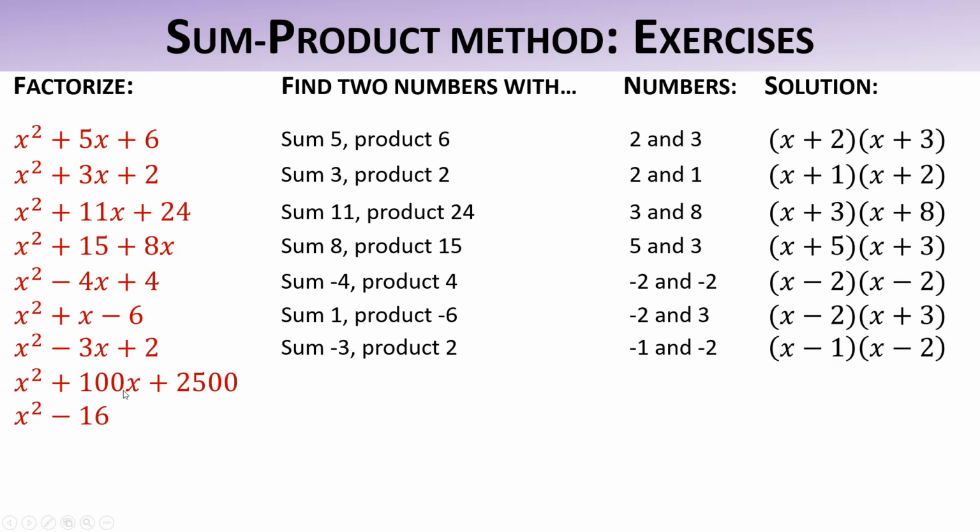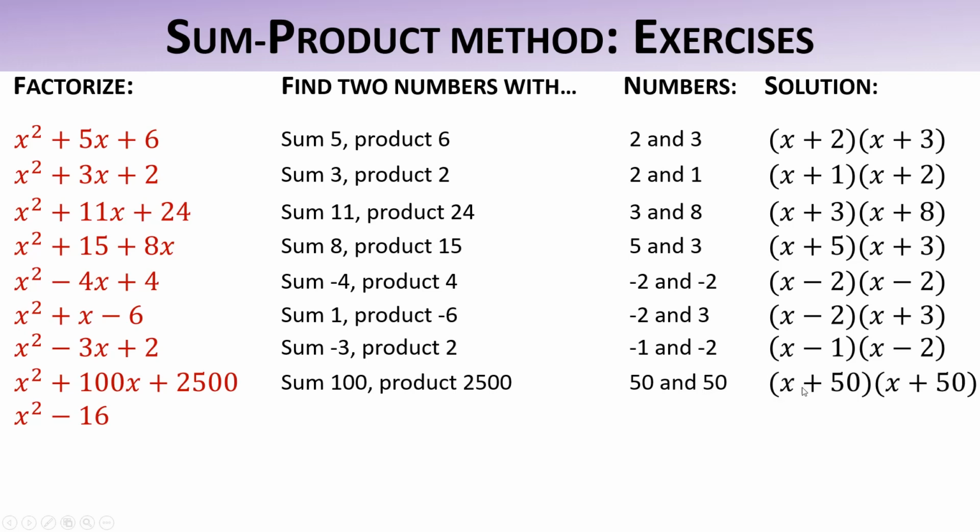Some bigger numbers here. Sum is 100 and the product is 2500. Well, when you look at this, you will eventually, hopefully, figure out that 50 and 50 are going to work, because 50 times 50 is 2500 and 50 plus 50 is 100. But this will maybe take some experience before you're comfortable with these larger numbers, which is fine. So the numbers are going to be 50 and 50. So the factorization is x plus 50 times x plus 50.